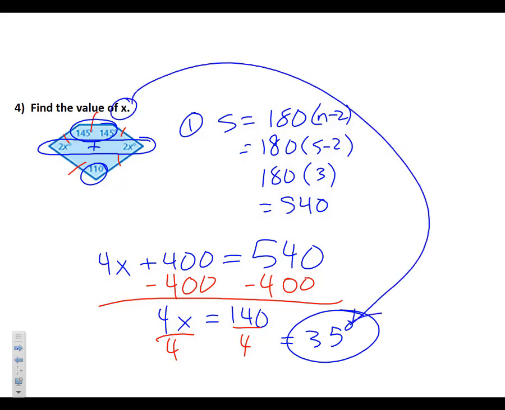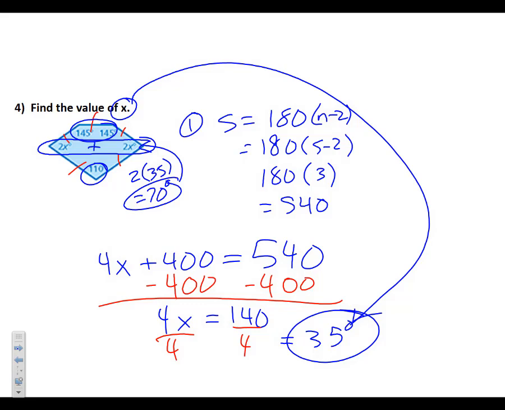Now that's only the value of x, and that's what they asked us to find, so that's what we do know. But just understand, if they ask us a different question, if they said, hey, what is the angle measure? They want to know what that angle actually measures, because we have two x's. What are we going to do? That's right, 2 times 35, and say that that angle is 70 degrees.